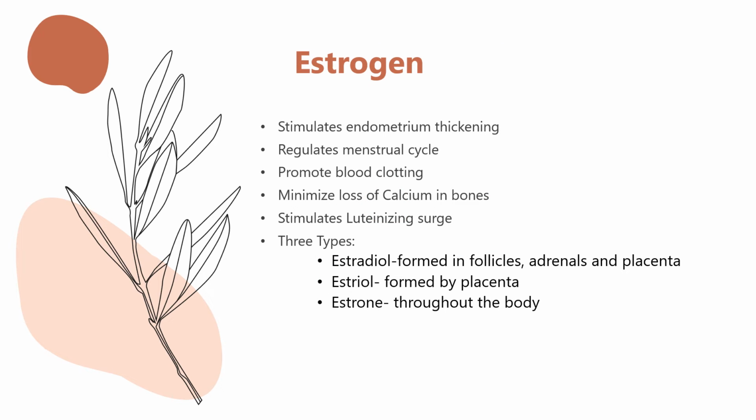All right, so estrogen. We're going to go over a couple of our hormones here really quick and talk not just about how they affect the cycle, but some other things that they're responsible for as well. So estrogen, as we've talked about so far, really is instrumental in stimulating endometrial thickness, and it also regulates the menstrual cycle. It promotes blood clotting, and it minimizes the loss of calcium in bones.